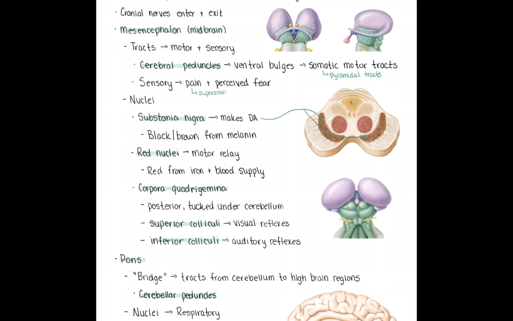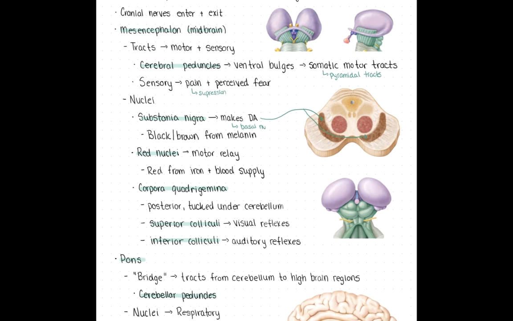The substantia nigra are what make dopamine, and they're going to send that dopamine up to those higher brain regions that we talked about before. They're going to send it up to the basal nuclei. So they make dopamine, and send it to the basal nuclei.